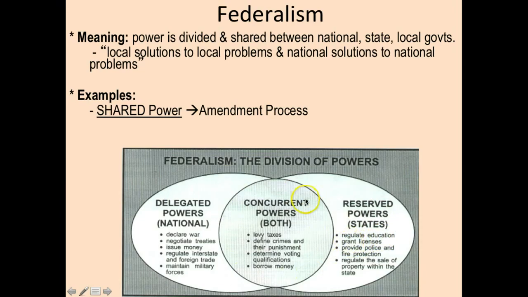And then in the middle here, you see this concept called concurrent powers. Now, concurrent means something like shared. So, for example, when we're making a constitutional amendment, you have the national government proposing, and the states have the responsibility of ratification, as well as each level of government levying taxes, or putting taxes on their citizens, and they have courts, they define crimes, etc.